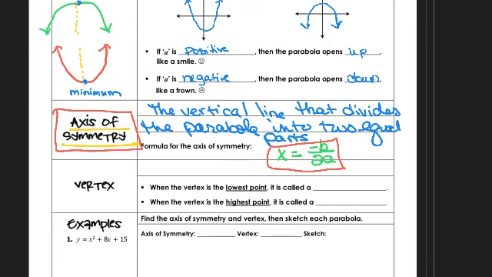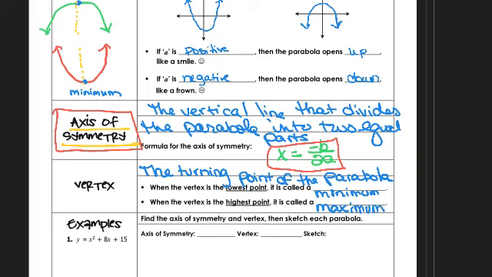But it's just an x value because it is a vertical line. It's the line that cuts through the center. So it's just an x value. The vertex, however, is the ordered pair. It is the turning point of the parabola. When the vertex is at the lowest point, it is called the minimum, and the highest point is called the maximum. Sorry, I'm not getting these right on the lines there.